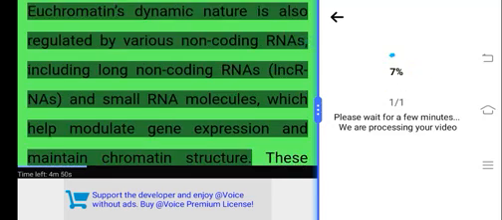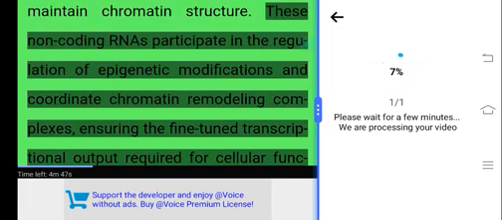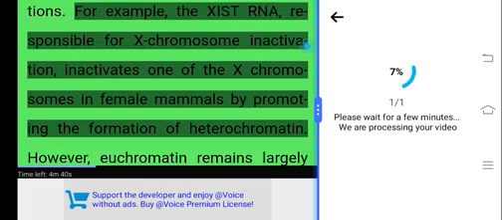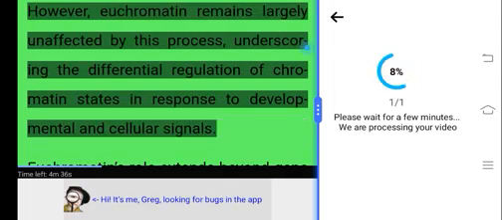Euchromatin's dynamic nature is also regulated by various non-coding RNAs, including long non-coding RNAs, lncRNAs, and small RNA molecules, which help modulate gene expression and maintain chromatin structure. These non-coding RNAs participate in the regulation of epigenetic modifications and coordinate chromatin remodeling complexes, ensuring the fine-tuned transcriptional output required for cellular functions. For example, the XIST RNA, responsible for X chromosome inactivation, inactivates one of the X chromosomes in female mammals by promoting the formation of heterochromatin.